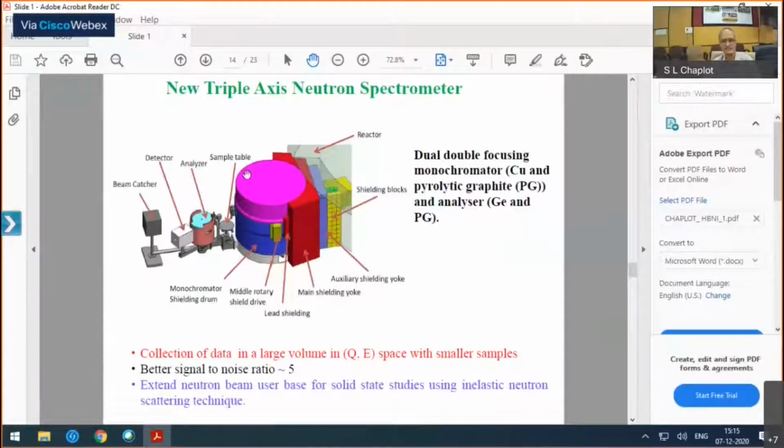So this is again the monochromator drum. We call it the monochromator drum. It's essentially the monochromator housing, but it allows the rotations of the monochromator crystal as well as positioning of the outgoing neutron beam over a range of angles. And then you have a sample table, which is just outside this. Then you have an analyzer table and a detector table.